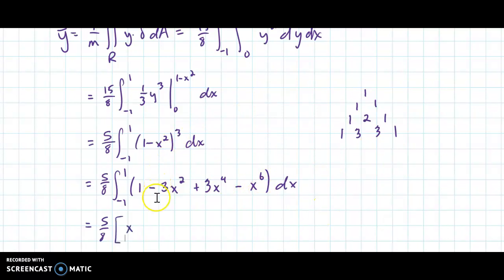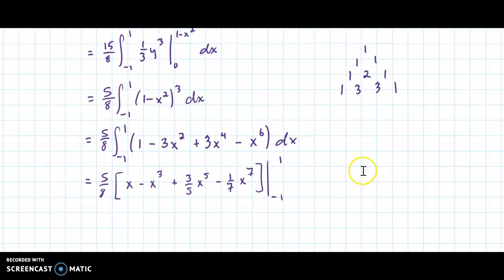I'm going to get an x. That's the first term integrated. Minus x cubed. I'm going to double check in my head that that worked out correctly. And it did. And then I get here and I'm baited into writing, I don't know what, but it's plus 3. When I power rule that, I get a 5 x to the 5th minus 1/7 x to the 7th. And that needs to get evaluated from -1 to 1.